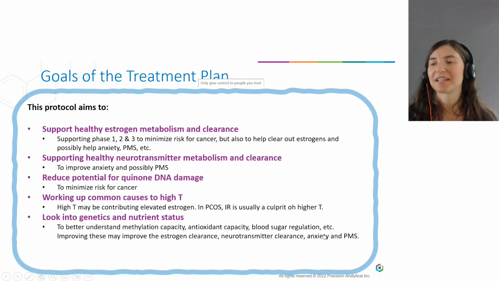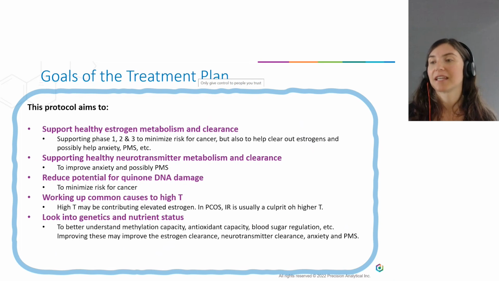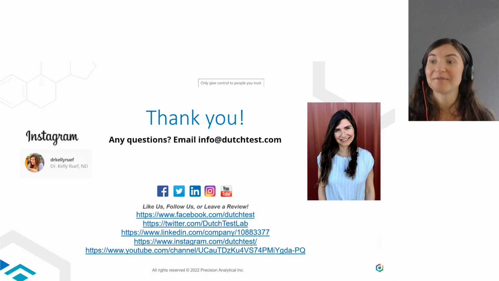And it's going to help us understand her antioxidant capacity. Remember, there's SNPs around SOD and glutathione. Even how she's able to regulate blood sugars. So hopefully improving these will improve the estrogen clearance, the neurotransmitter clearance, help her anxiety, her PMS, might even give us some tips on how to regulate her blood sugar and what exercises she should do to best help her overall health.